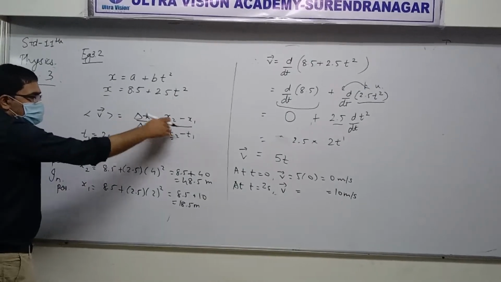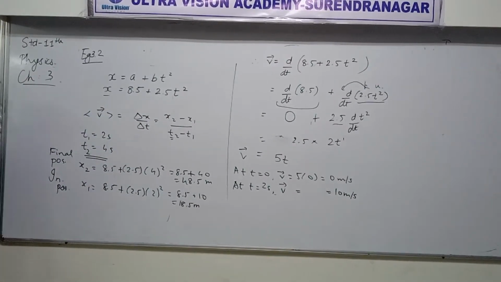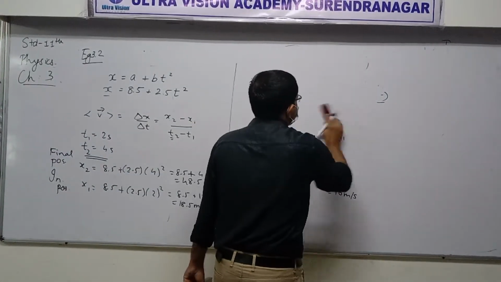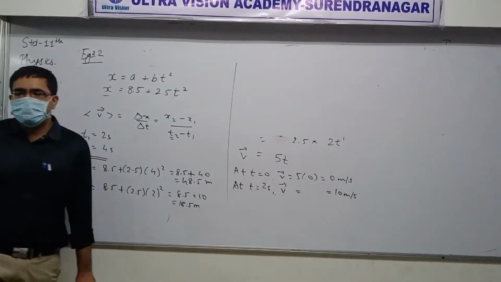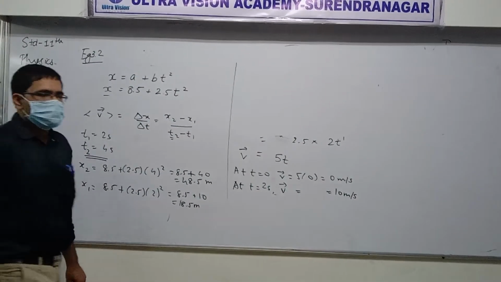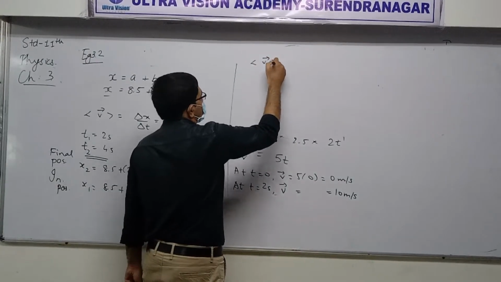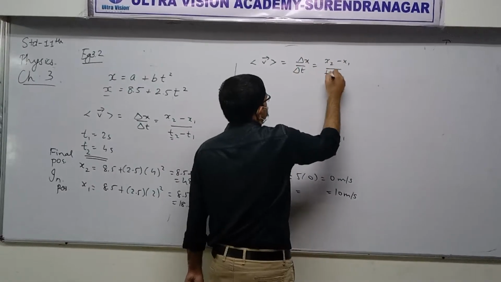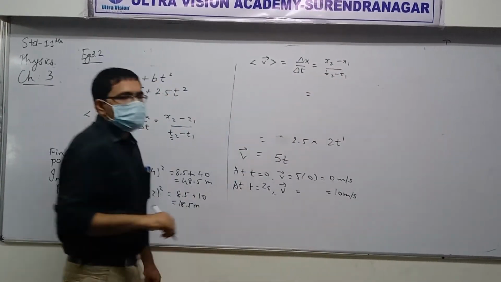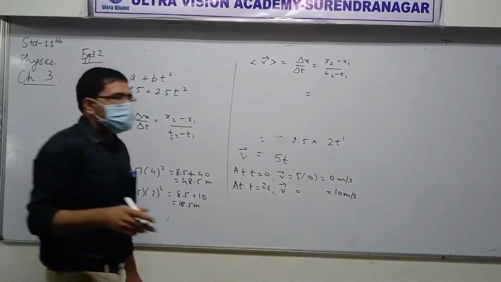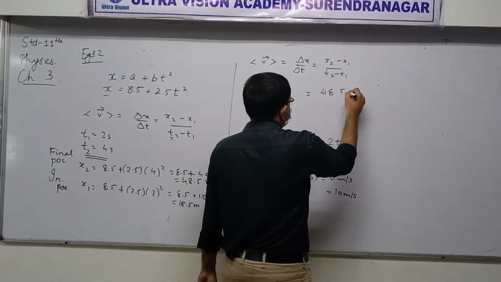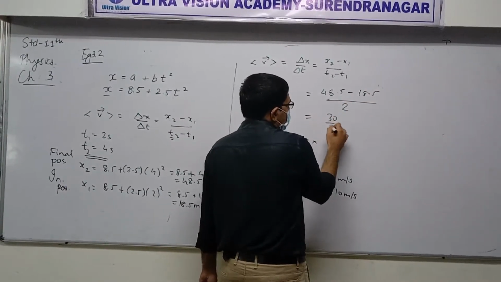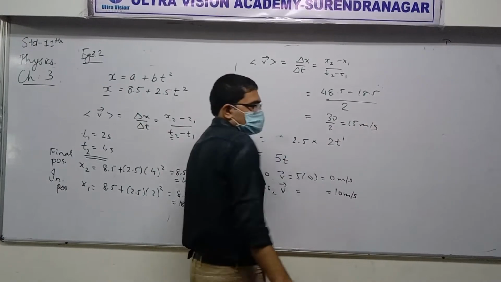Can we put all the values here? So we can find out what? Average velocity. Do it. Done. x2 is 48.5, x1 is 18.5, upon t2 minus t1 is 2. So this is 30 by 2. That is 15 meter per second.